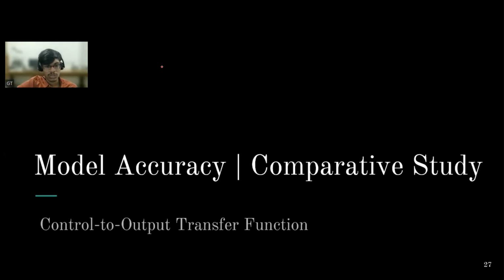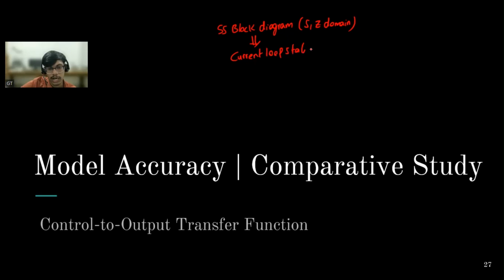Just to summarize, we started with the small signal block diagram. Then we showed that there are two ways, S domain as well as Z domain. From there, we moved into current loop stability, and some aspects of current loop stability we discussed. After that, we discussed the large signal DT model. And after the large signal DT model, we derived the small signal DT model by means of two ways, approach 1 and approach 2.